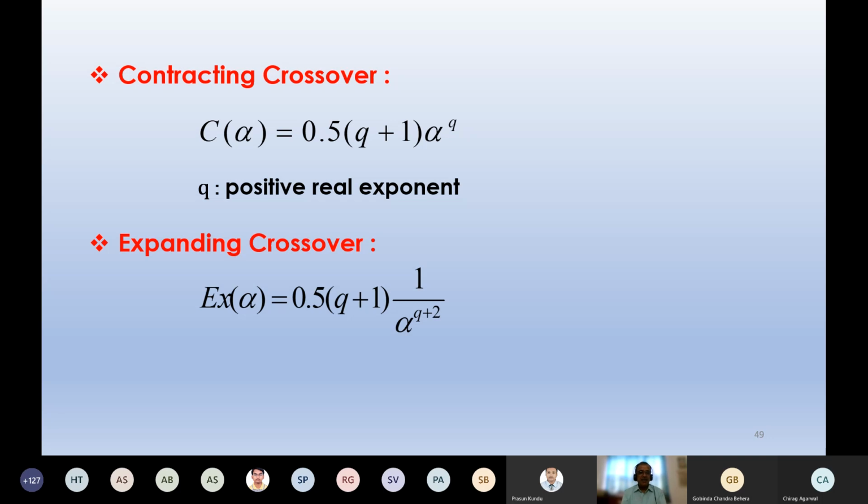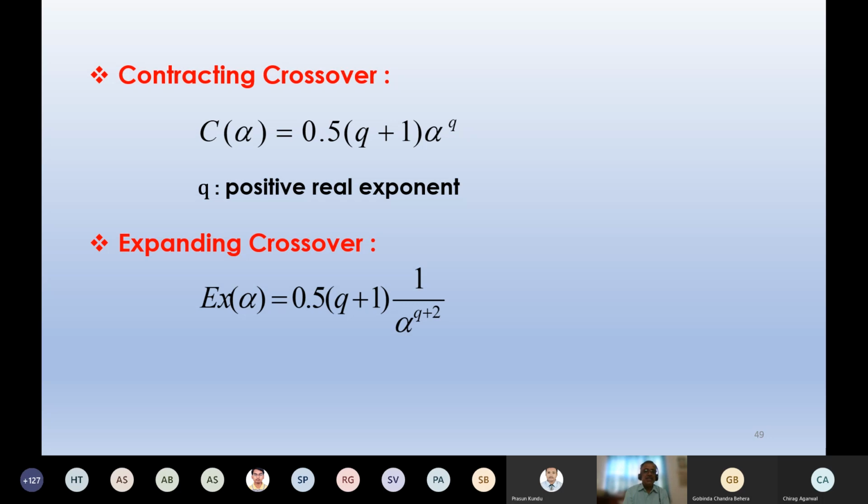So Q is nothing but a non-negative real exponent. So Q could be equal to 0, it could be greater than 0, it could be 1, it could be 20, it could be 30, and so on. Okay, and what is alpha? Alpha is nothing but the spread factor which I have already discussed.